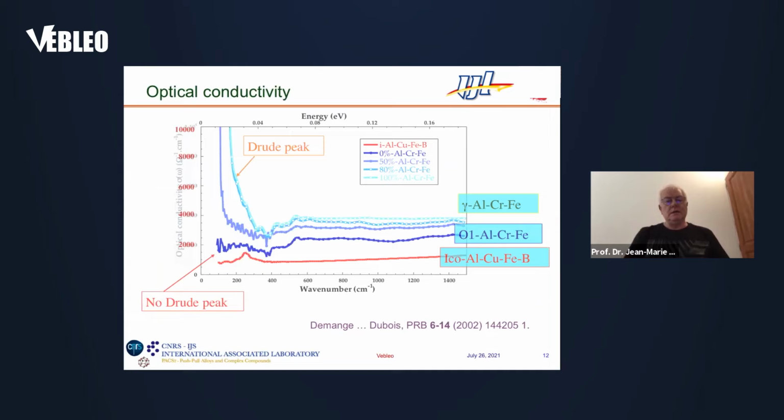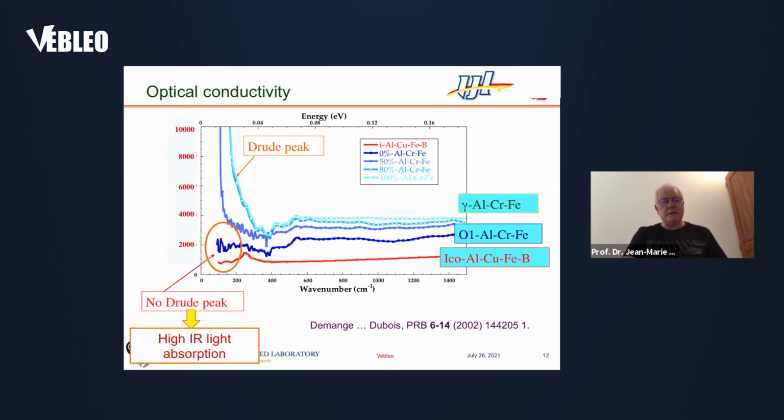Similarly, the optical conductivity changes with the complexity of the crystal. One which is essentially metallic shows the characteristic Drude peak, which is characteristic of a metal. And this Drude peak disappears when the complexity of the unit cell is large enough, and especially the red curve for an icosahedral quasicrystal. And this has a meaning, which is that the absorption of infrared light is very high. And I will show you an example later on of an application based on this property.